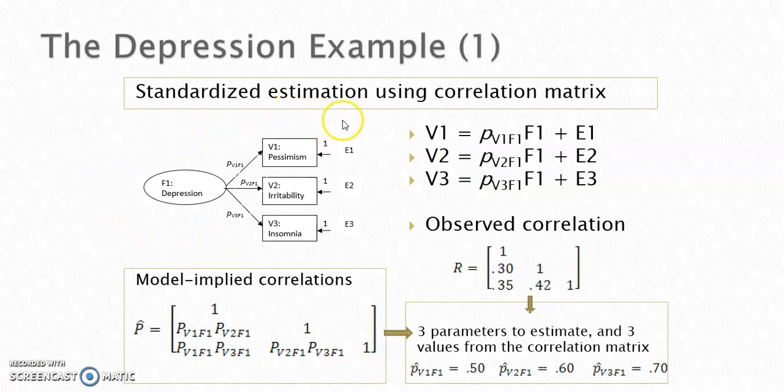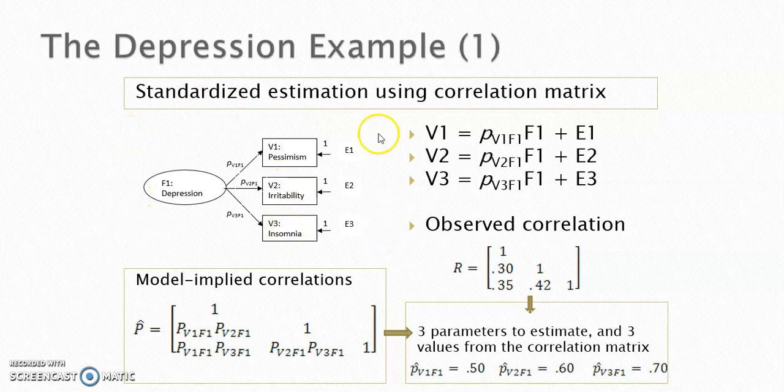Now let's look at the decomposition of a correlation matrix for a standardized CFA model. I'm going to use the same depression example here. First, let's be clear that the observed indicators are the effects, so they will be the dependent variables in your structural equations. The latent factor is the only causal factor for all the observed variables, so you only have one independent variable in each of your structural models. The factor loadings are PV1F1, PV2F1, and PV3F1 respectively for the three indicators.